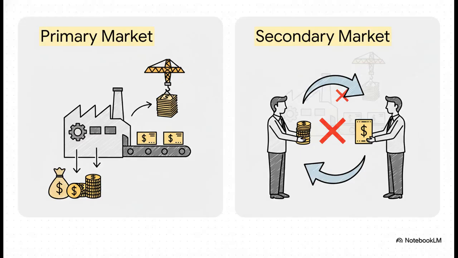This is such a fundamental distinction. The primary market is where new securities are born. So when a company has an IPO, it's selling brand new shares to raise fresh cash for itself to grow the business. The secondary market, think of the NSE or BSE, is where those shares get traded later on between investors. And here's the key difference you have to remember. In the secondary market, the company doesn't see a dime of that money. It's just a transaction between a buyer and a seller.